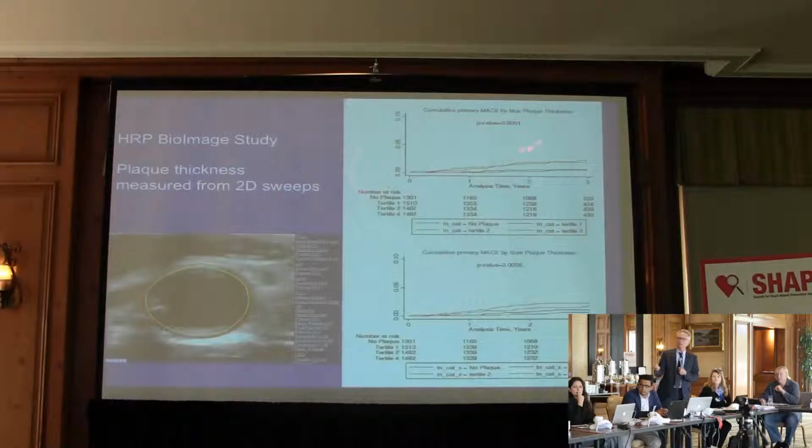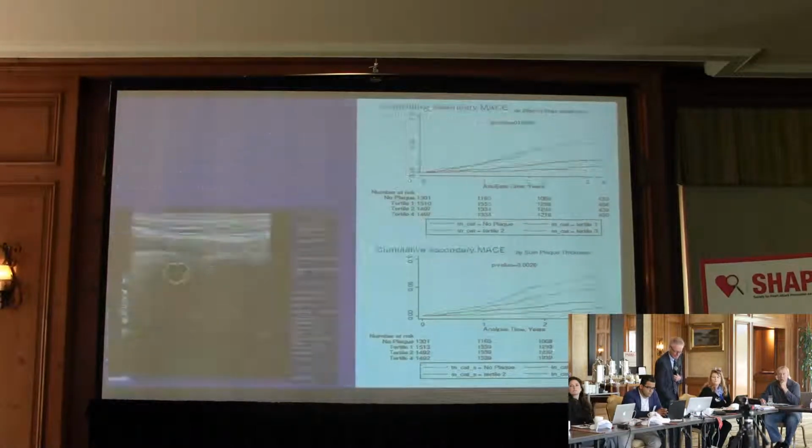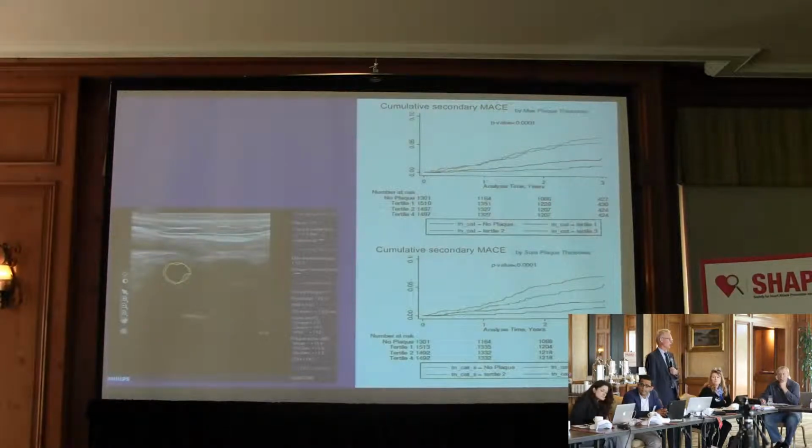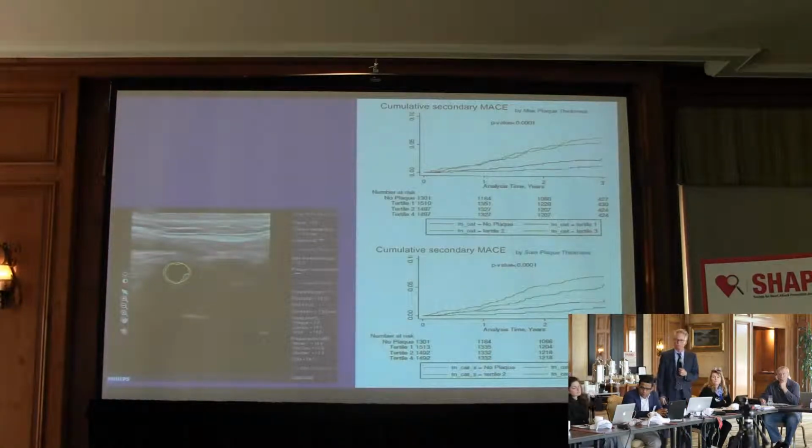So here you see the plot, and this is for the primary endpoint. These are the tertiles with the thickest plaques, and those with the thinnest plaque down here. And this is max plaque thickness, so if you had plaques on both sides, we would select the one with the maximum plaque. Down here we took the sum if you had more than one plaque on each side, and then it looks like that. If we look at the secondary endpoints, it looks like this. So it's very, very simple. It looks more or less the same as the plaque burden graph, and it's almost as robust when you look at the statistics.